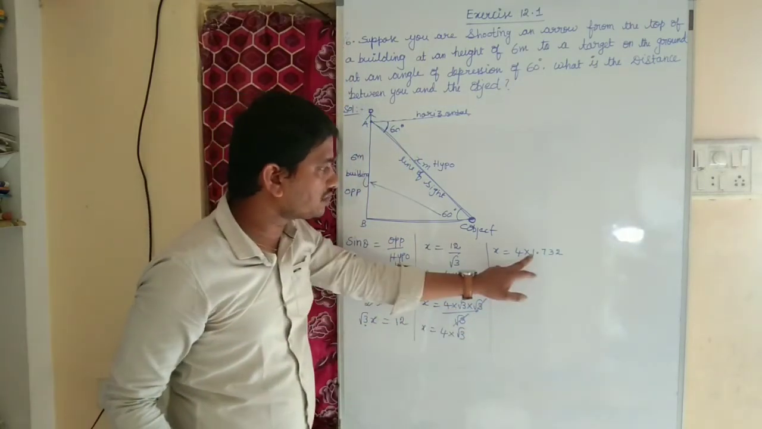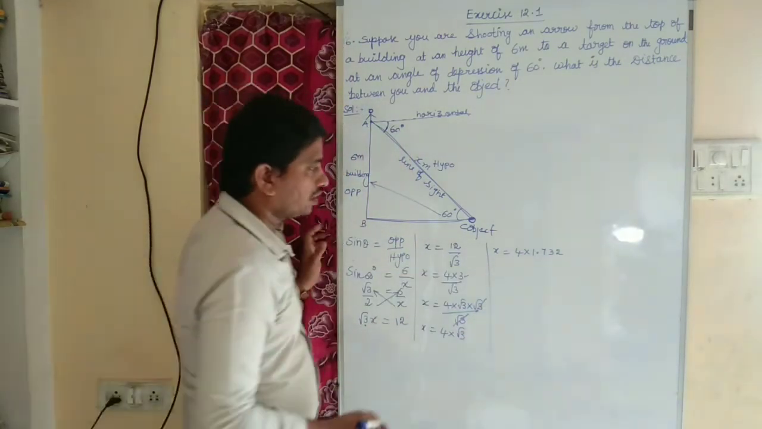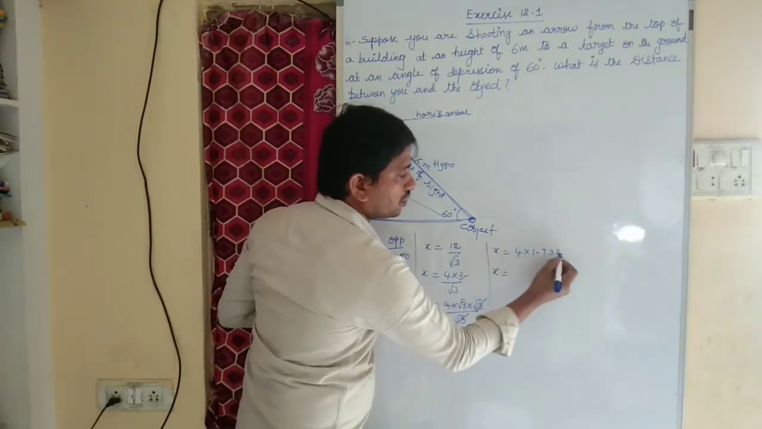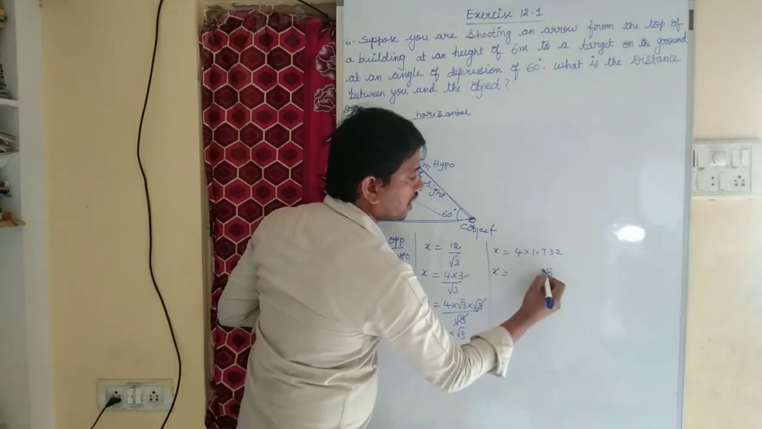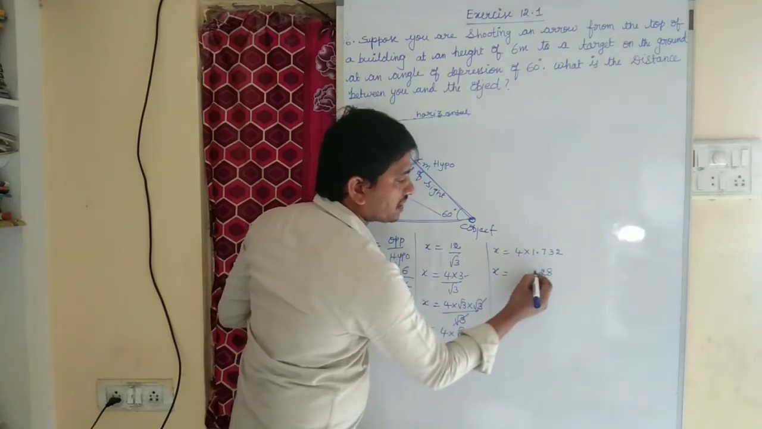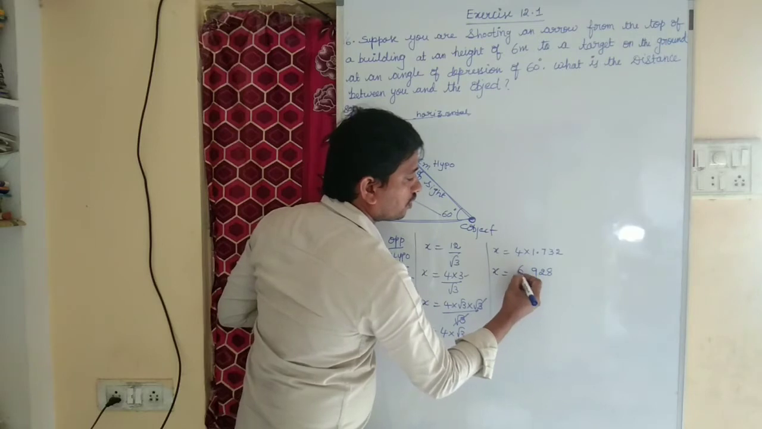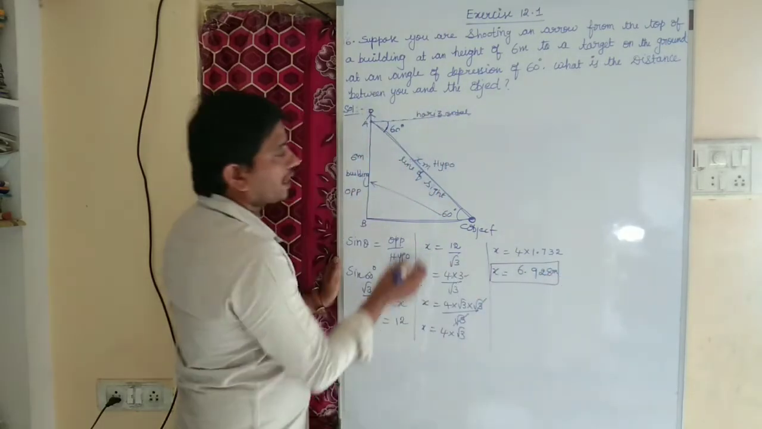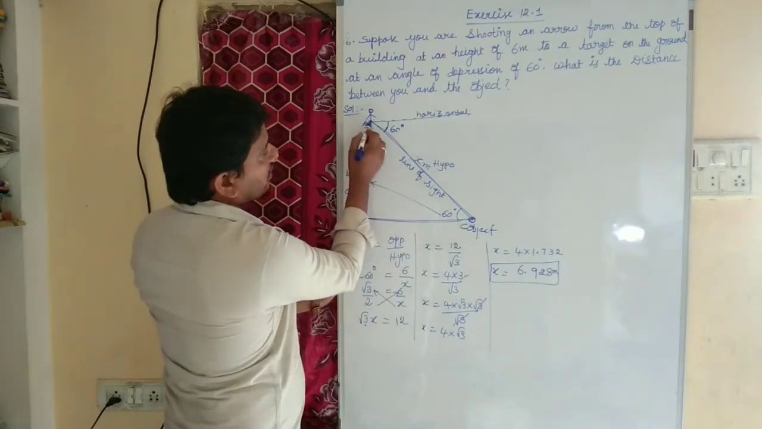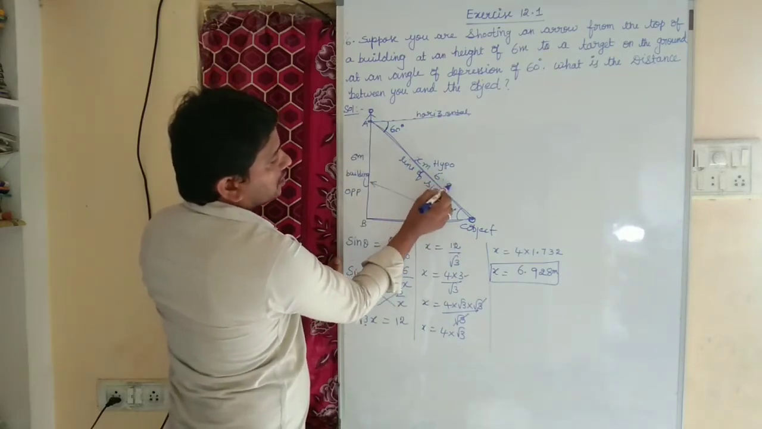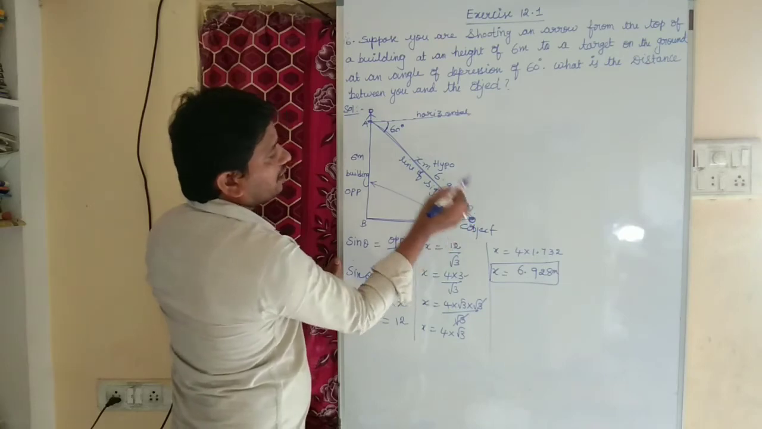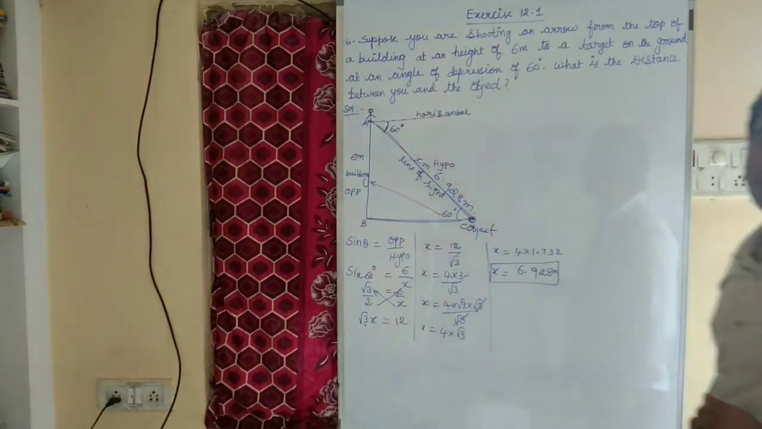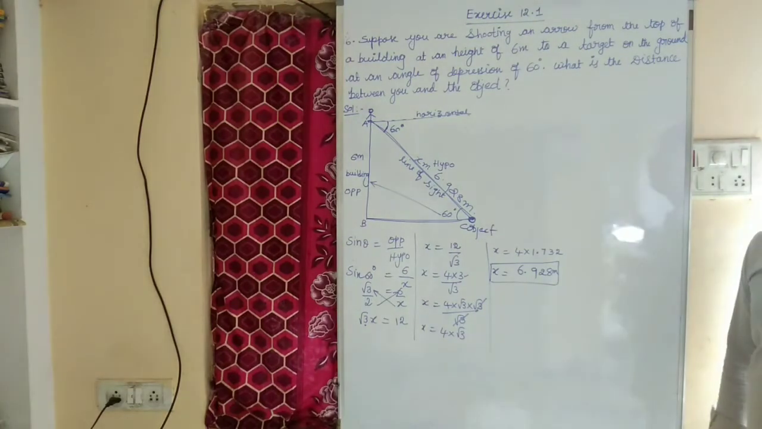As the value of root 3 is 1.732, now let us multiply 4 into 1.732. 4 2s are 8, 4 3s are 12, 4 7s are 28 plus 1, 29, 4 1s are 4 plus 2, 6. So what is the distance between you and the object? The distance between you and the object is 6.928 meters. So this is our sixth problem. I hope you understood this problem.